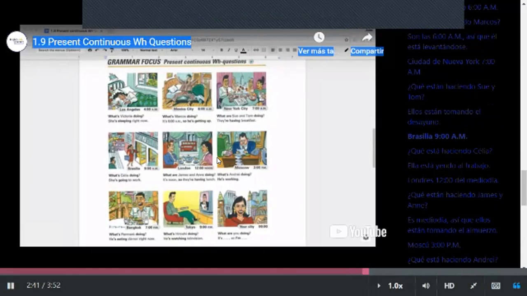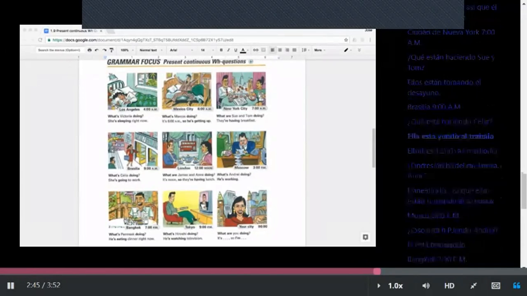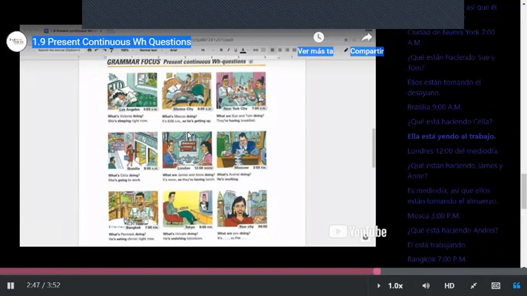Brasilia, 9 a.m. Recording in progress. What's Celia doing? She's going to work.